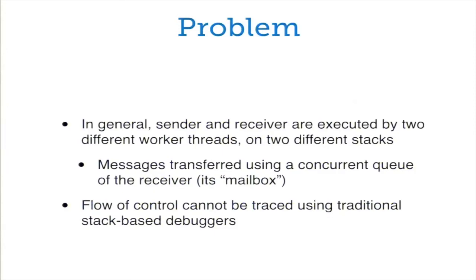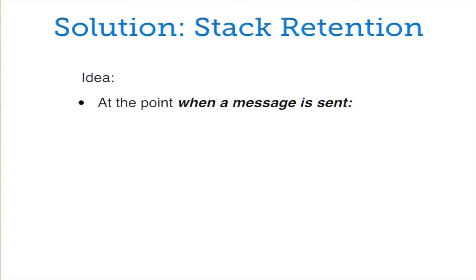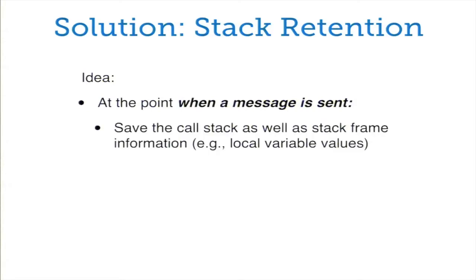Now the problem is that the sender and the receiver are executing on different threads, in general. Actually, in the runtime system, sometimes they can be executed on the same thread, but that's rarely happening; in general, it's not going to happen. So they may be executing on different worker threads, on different stacks. And of course, the message is not transferred through the stack, but through a concurrent queue. So it's not easy to trace the flow of control using traditional stack-based debuggers. They just don't work anymore in this context.